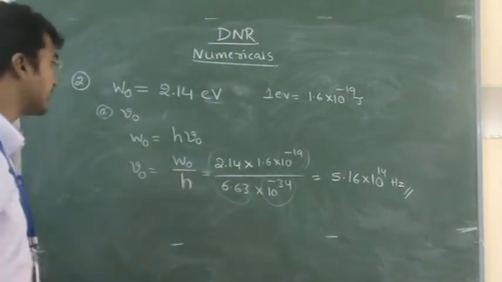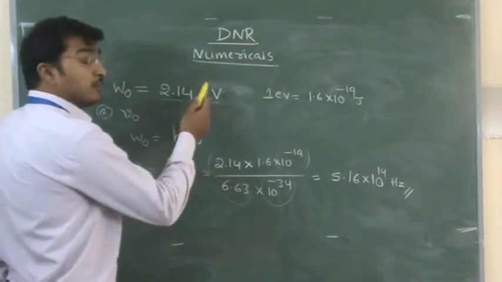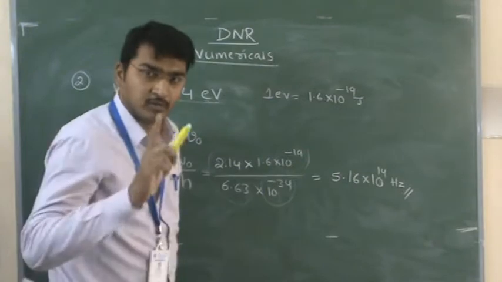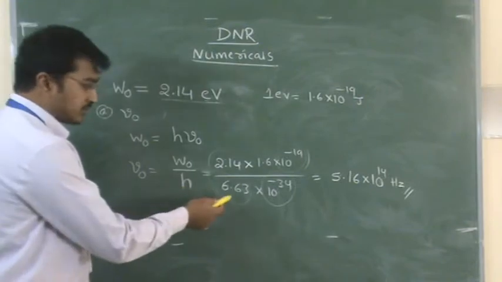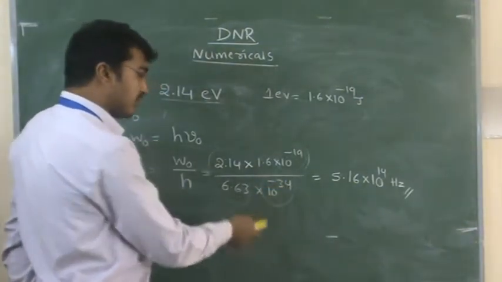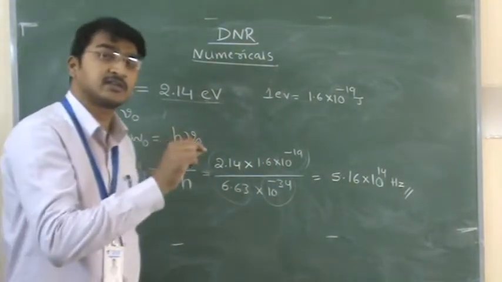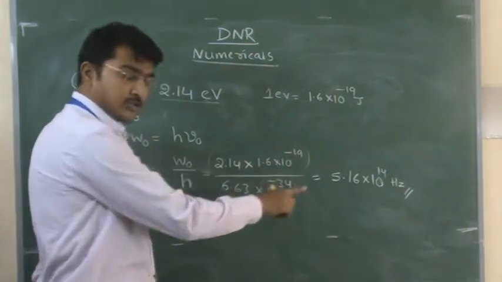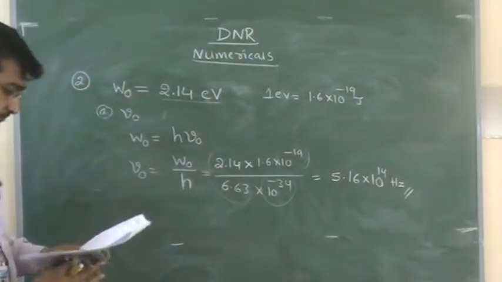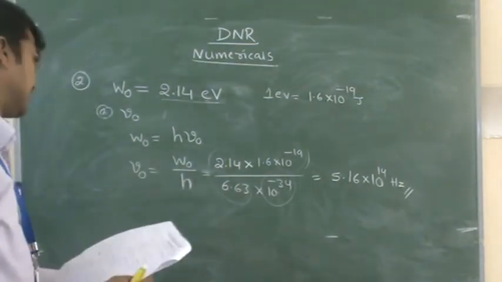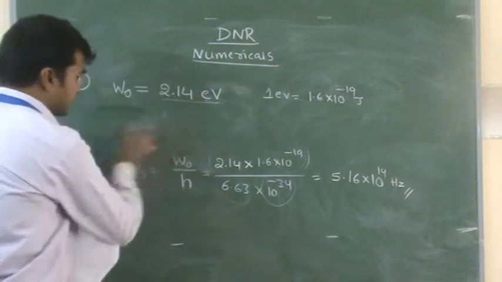So what we changed here: the work function given in electron volts, we should convert to joules by multiplying with 1.6 into 10 to the power of minus 19. Now numerator in SI unit, H value 6.63 into 10 to the power of minus 34. By calculating it, you will get the frequency. Threshold frequency of that metal is 5.16 into 10 to the power of 14 hertz. Please note it. Now we go for the next one.